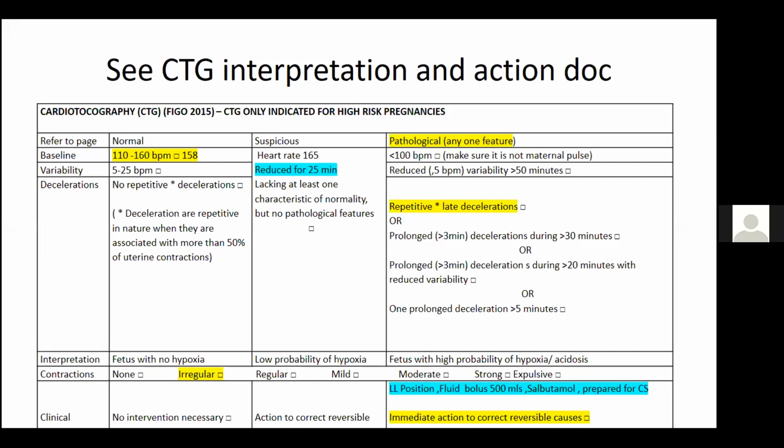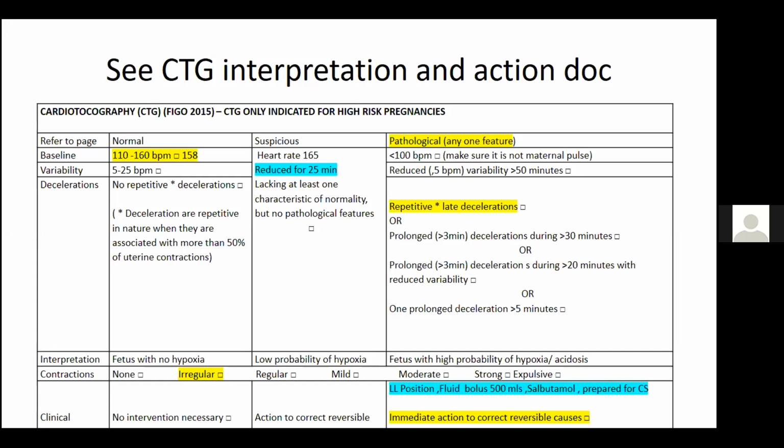And then in the middle, it's any abnormality that you can see on the CTG, but you need to write it with your hand. So for example, this one is giving you 160 to 110. And yet the heart rate of the CTG was 185. You write it with your hand, heart rate 165. If you see variability is reduced. And then it asks you the contractions, are they regular, irregular? And then it puts here clinical management.